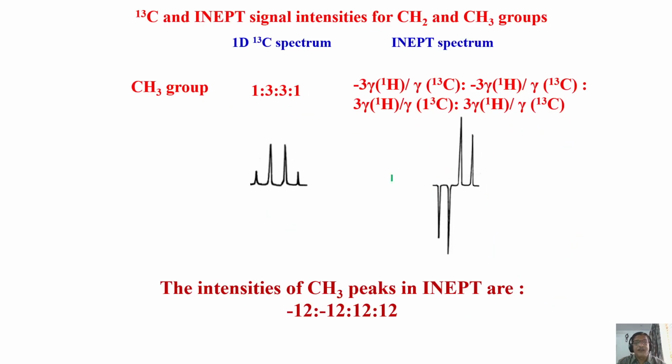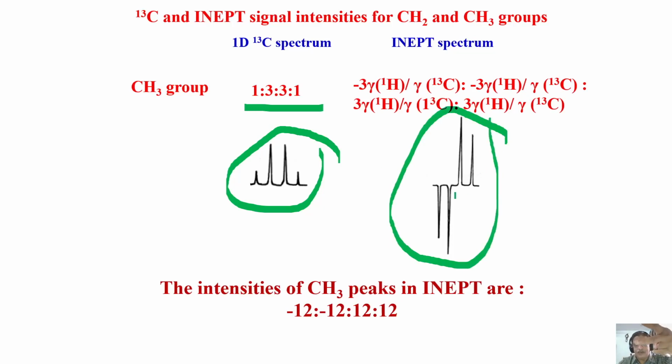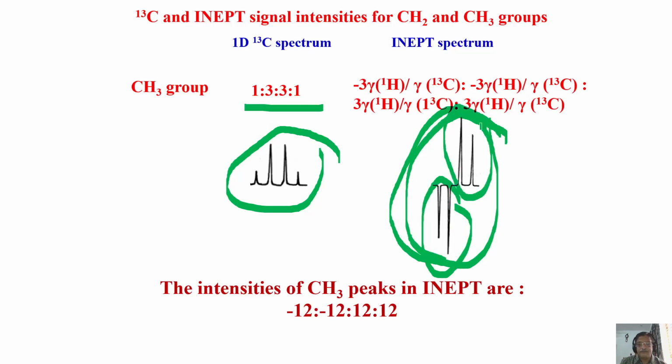For the CH3 peak, it is a 1331 intensity pattern in the conventional carbon-13 NMR spectrum without INEPT. With INEPT, it behaves like this. Now there is no central component. Two components move to the higher Larmor frequency and two to the lower Larmor frequency, and they start moving in the opposite direction. As a consequence, there are two negative peaks and two positive peaks.